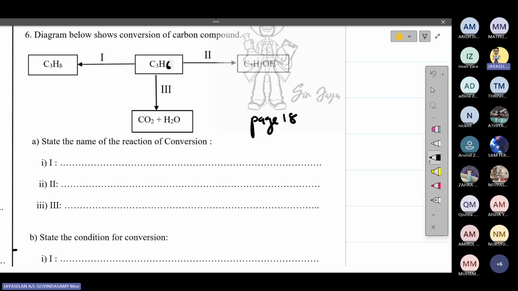So in your exam, 6 conversions are very important: hydrogenation, combustion, hydration, dehydration, esterification, and one more. Please remember fermentation. These 6 conversions, you have to practise until you understand.